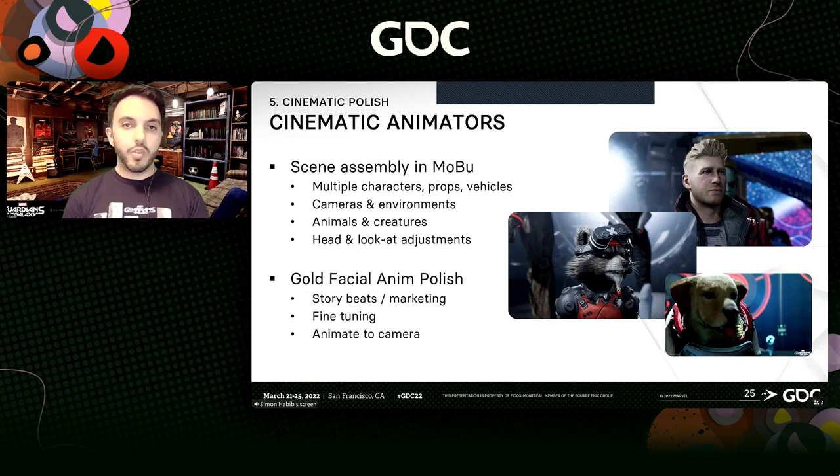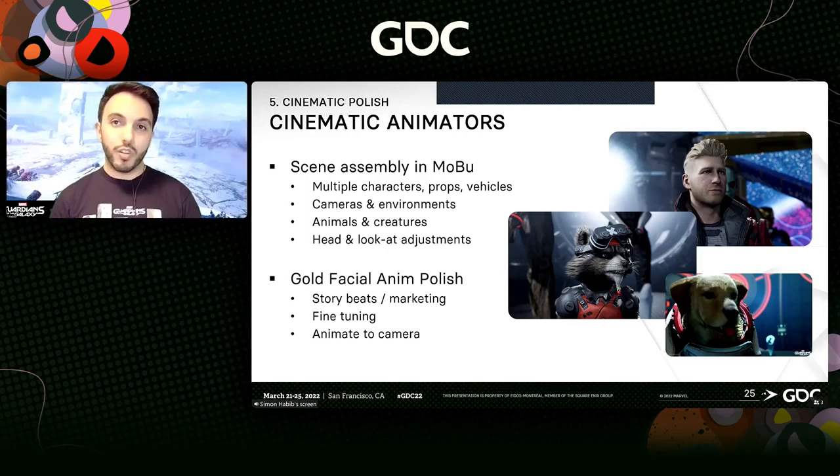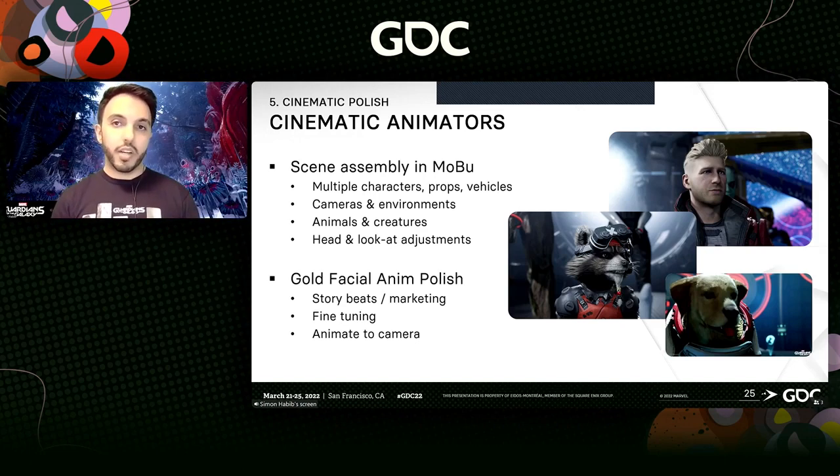In the images here, we have the example of Cosmo the dog. While his voice was provided by an actor, we didn't capture an actual dog's face. We did, however, capture the body motion of two dogs for several of his scenes. Another task was the head and look-at adjustments, since a lot of the characters don't have the same proportions as their actors. The best example is Rocket, where his actor was almost the same height as Star-Lord's, but the character of Rocket is much shorter.